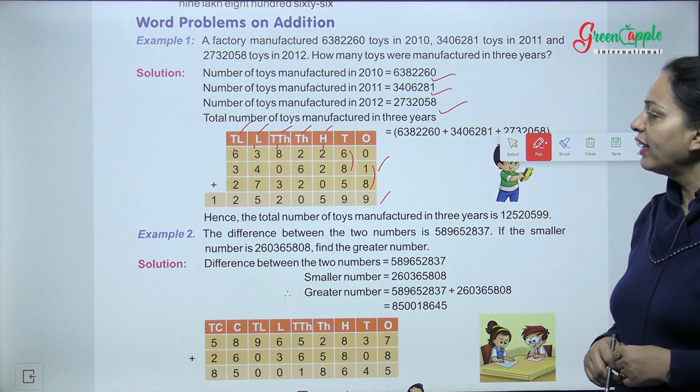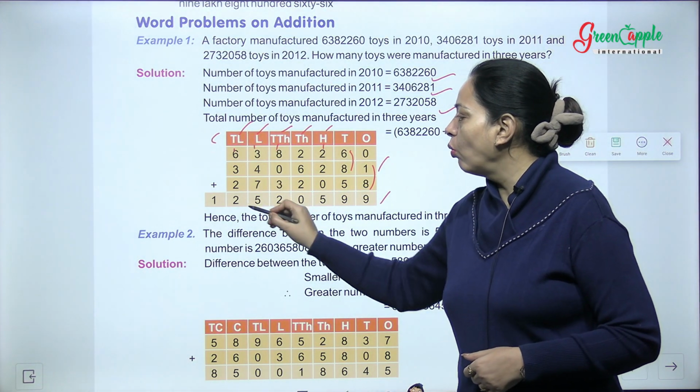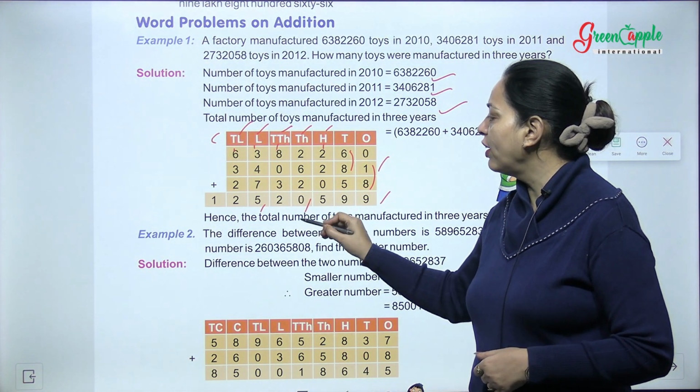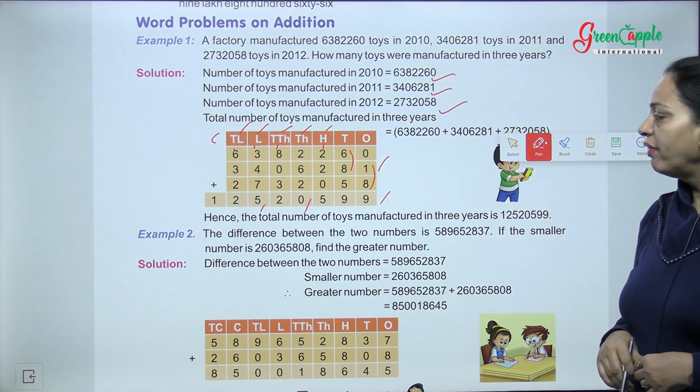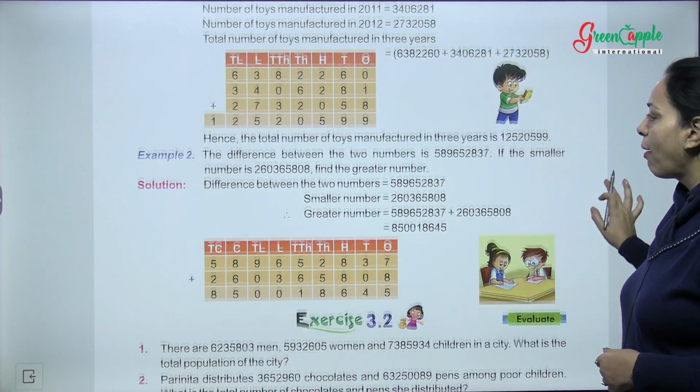Now 6, 3, 9 and 1, 10 and 2, 12. So this is 1 crore 25 lakh 20,599, right? So now the next is example 2.